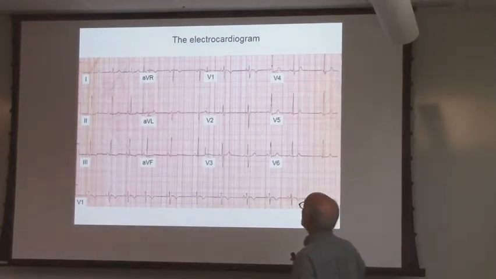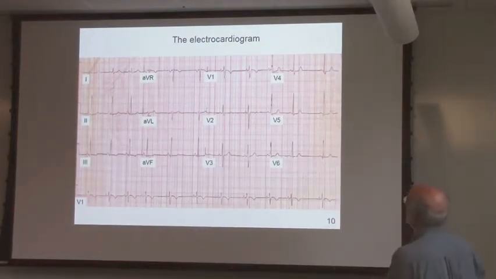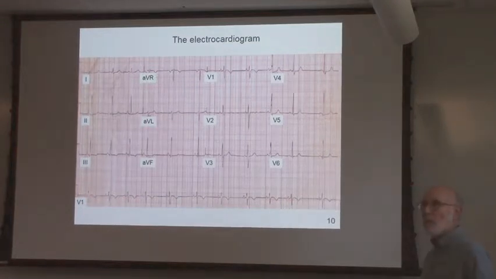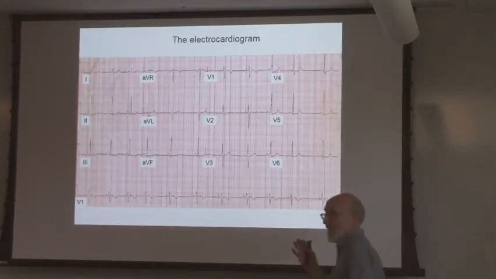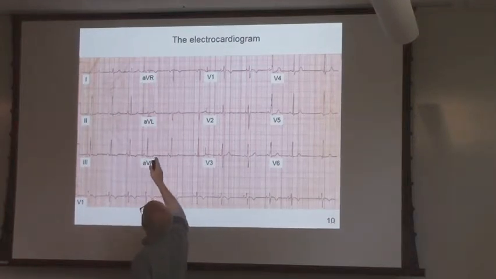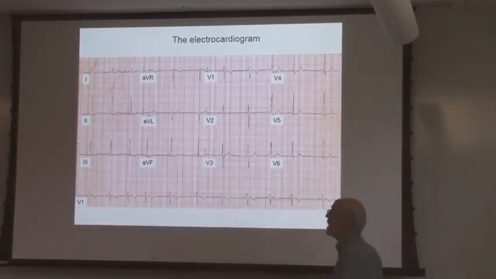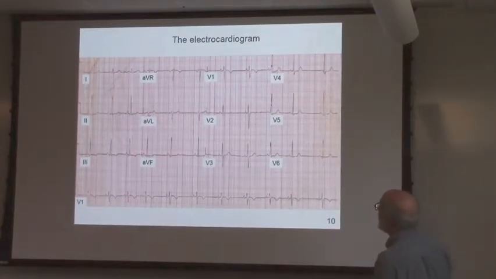A couple of notes. Notice that sometimes there's a spike here. What is that signal right there that's visible in this lead, this lead, this lead, but not in this lead? It's a blip. What is that blip the result of? The electrical switch from 3 to AVF, from 2 to AVL, from 1 to AVR. So don't pay attention to these blips.